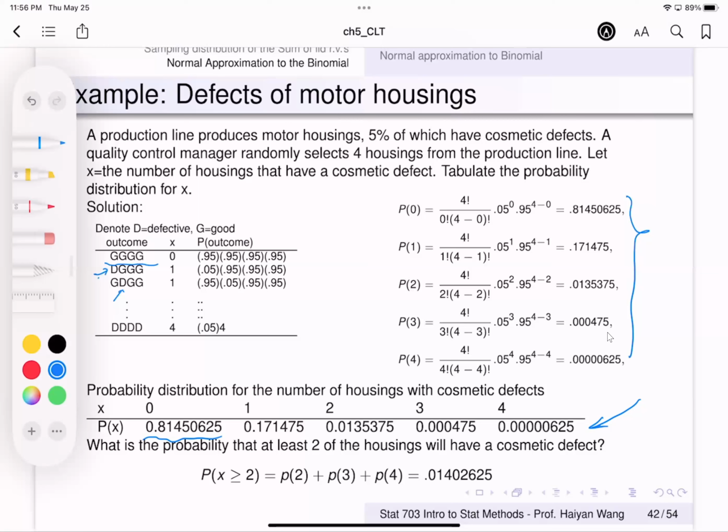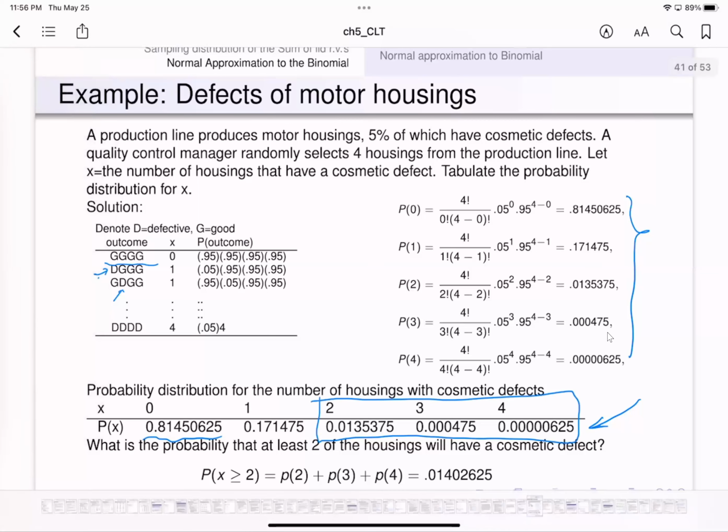And the question here, what's the probability that at least 2 of the housings will have a cosmetic defect? So at least 2 would refer to 2, 3, and 4, these 3 situations. So we simply add up the probabilities for 2 and 3 and 4. So that's the probability related to this binomial.